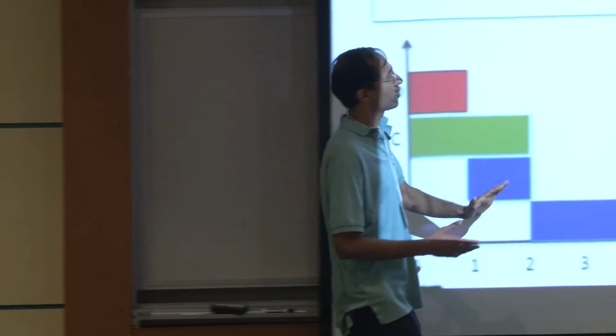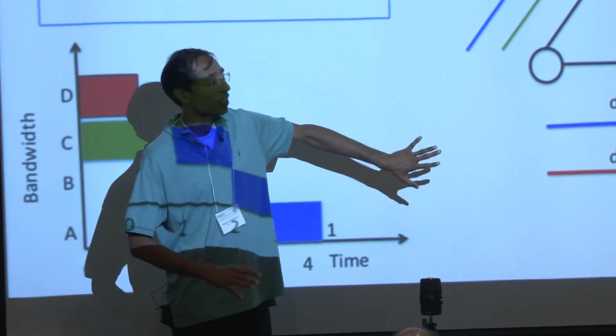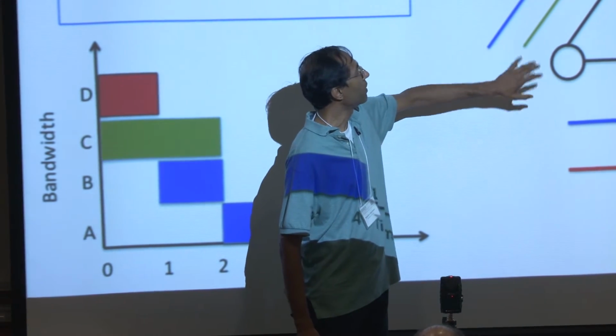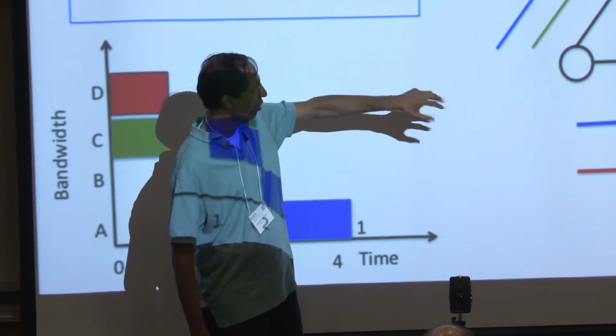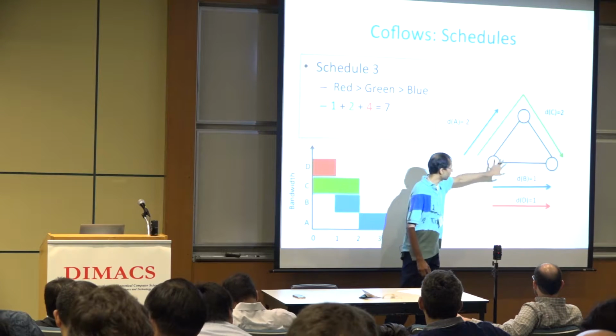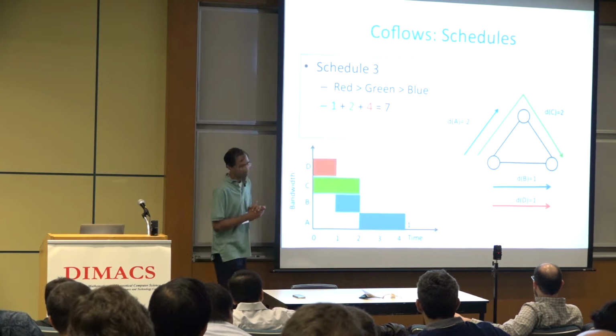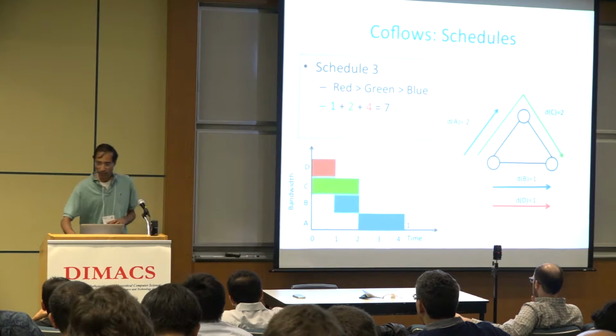So the one thing that I wanted to emphasize with this is that the problem version we're going to mostly look at is sharing bandwidth. So we are going to assign bandwidth to flows, calculate completion time of coflows, and then average over them. And we are trying to minimize the average completion time.